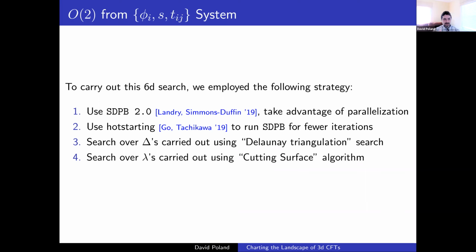To search through the space of scaling dimensions, we're using something that we're calling a Delaunay triangulation search. I'll describe that in the next slide.